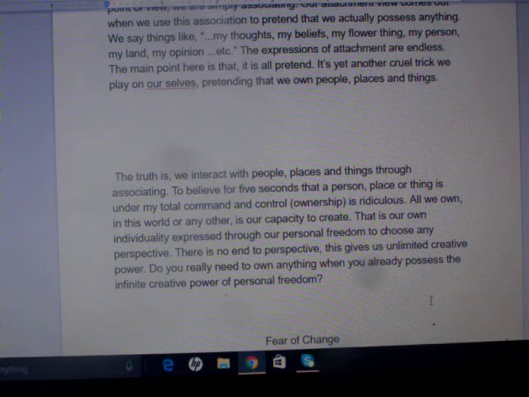The truth is, we interact with people, places, and things through associating. To believe for 5 seconds that a person, place, or thing is under my total command and control, ownership, is ridiculous. All we own in this world, or any other, is our capacity to create. That is our own individuality expressed through our personal freedom to choose any perspective. There is no end to perspective. This gives us unlimited creative power. Do you really need to own anything when you already possess the infinite creative power of personal freedom?